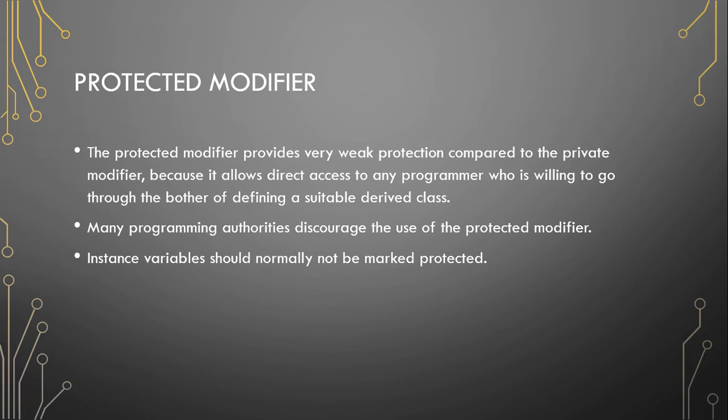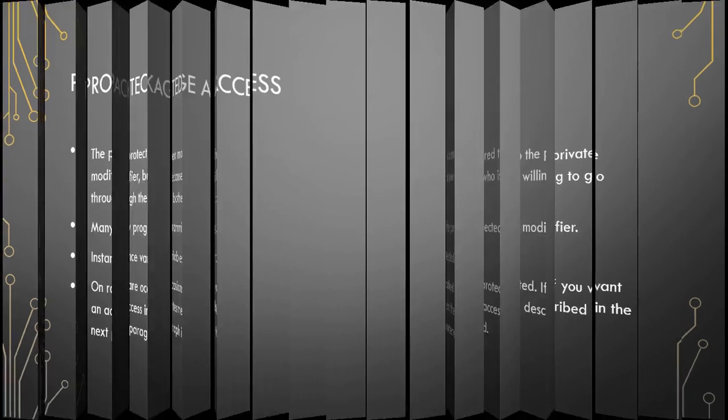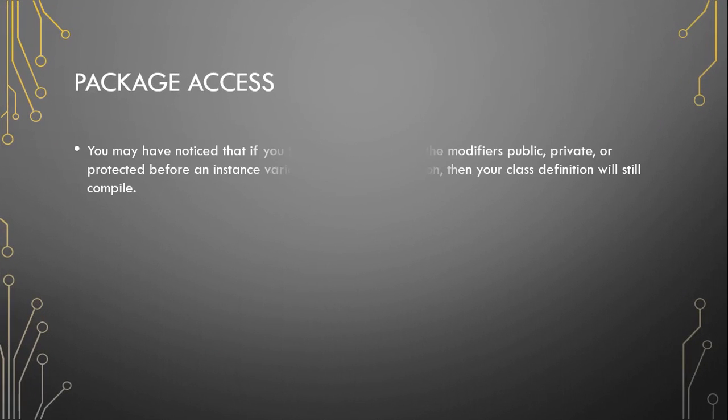Now, instance variables should normally not be marked protected. They're either going to be public or they're going to be private. Your methods, on the other hand, you may want to occasionally, in a rare situation, mark protected, if you want access intermediate between public and private. If private is not accessible and public is accessible, but you want some level of accessibility, then the access described in the next paragraph is often a preferable alternative to protected, and that is package access.